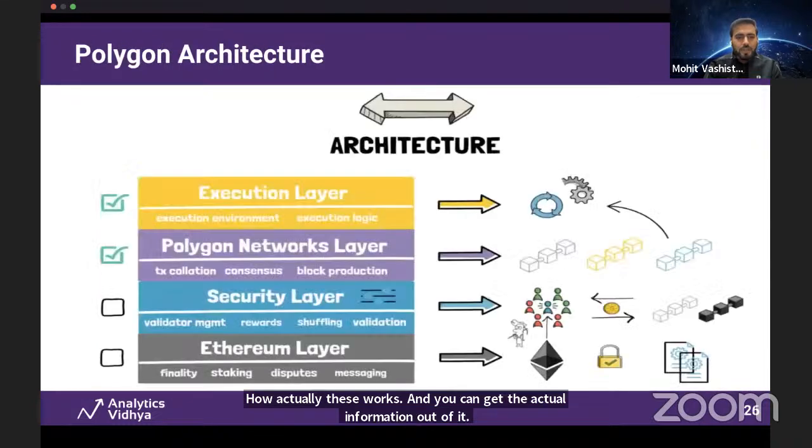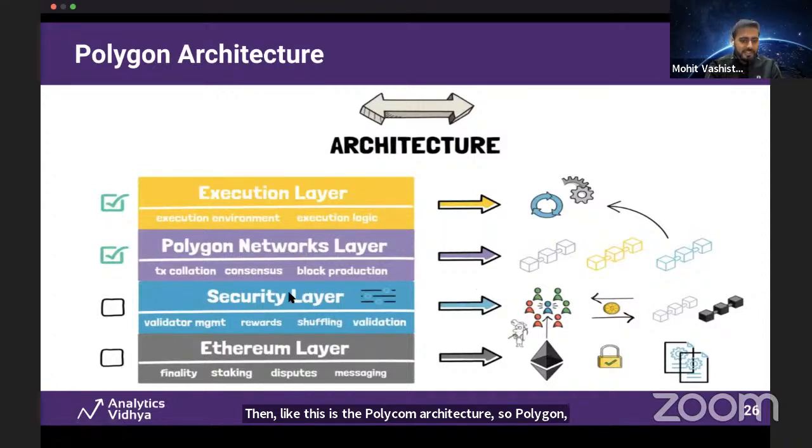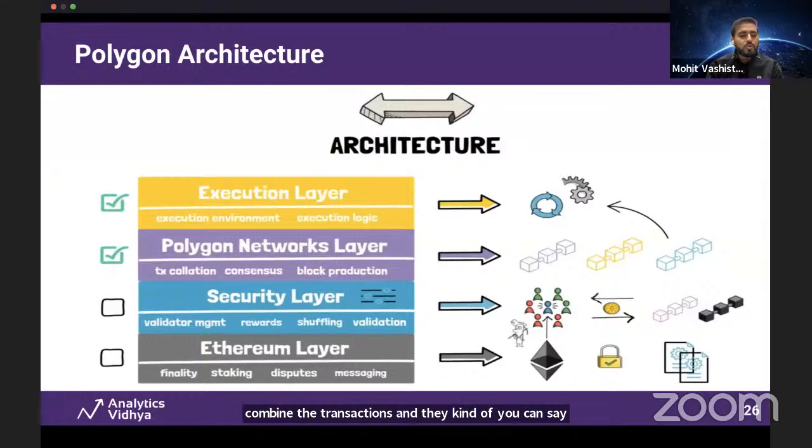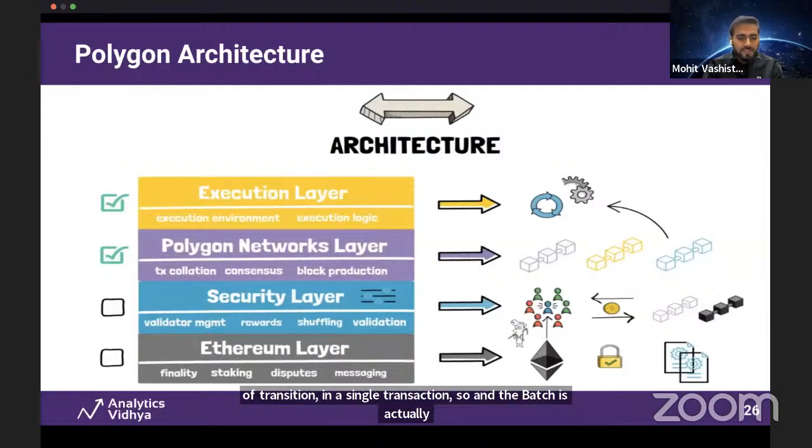Then this is the Polygon architecture. The Polygon blockchain has an execution layer, a Polygon network layer, and a security layer. Polygon is actually a layer 2 solution of Ethereum. They have connected with Ethereum, but on a lower level. What they do is combine the transactions and send them in a single transaction, so that actually increases the speed. It means they are making a batch of transactions into a single transaction, and the batch is managed on their end, on their database.